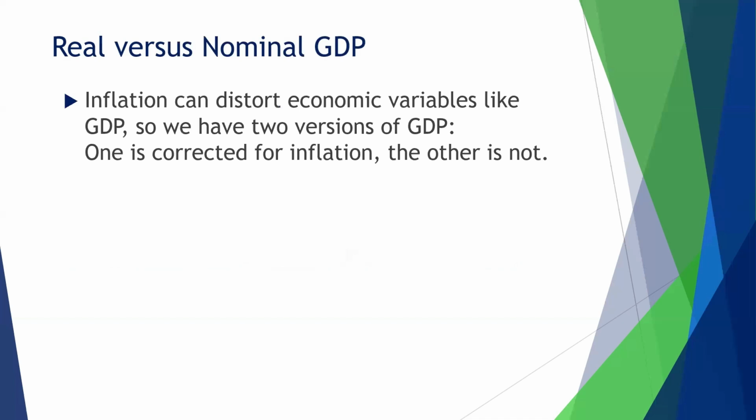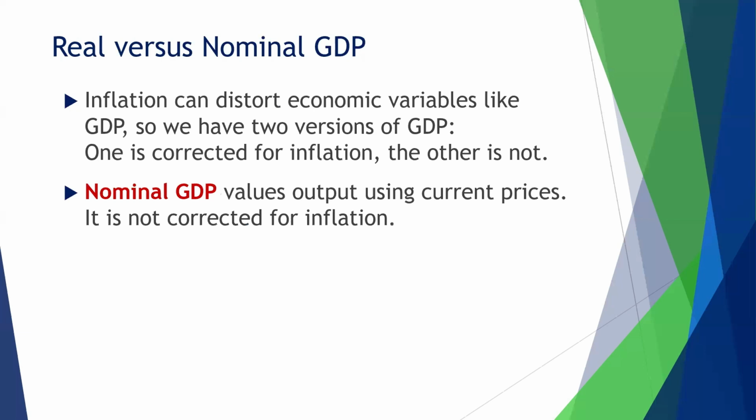Actually, inflation, which refers to the increase in the level of the prices of goods and services, can distort economic variables like the GDP. And we know that GDP is an important indicator that measures our economy's performance. So that is why we have two versions of GDP. One is corrected for inflation and the other is not.